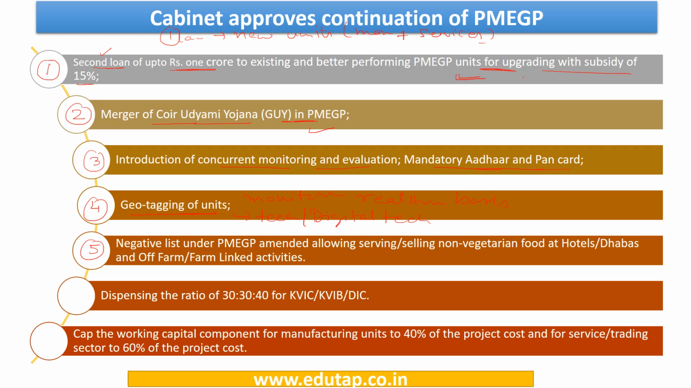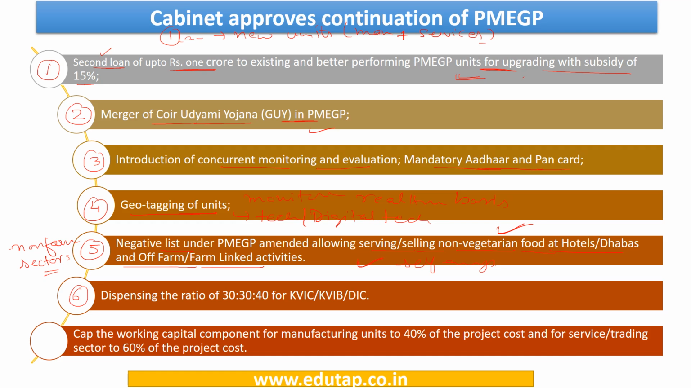Then the negative list under the scheme has been amended, which will allow the serving and selling of non-vegetarian foods at hotels, dhabas and non-farm linked activities, because earlier this scheme only supported self-employment activities in non-farm sectors, that is the manufacturing and services, but now slight changes have been made to allow this particular serving and selling of non-vegetarian foods at hotels and dhabas, so that here we can generate self-employment opportunities to some extent.